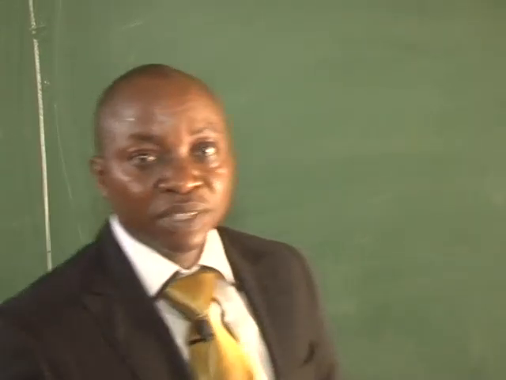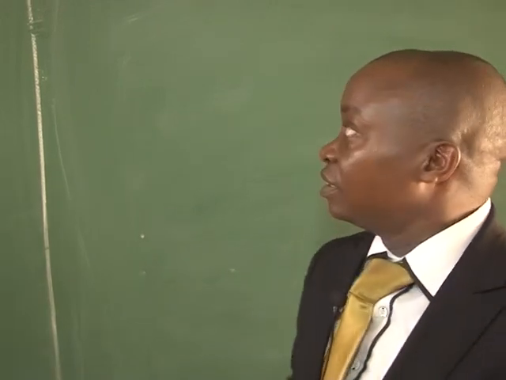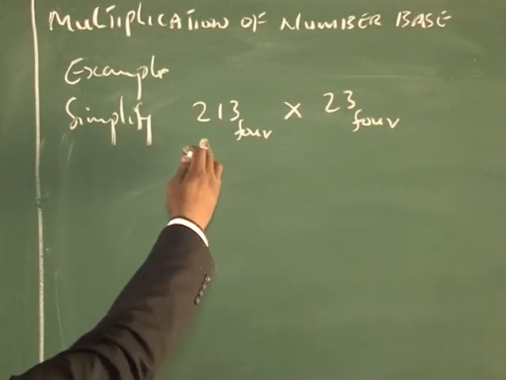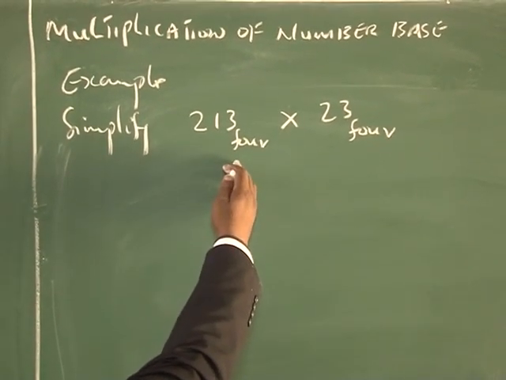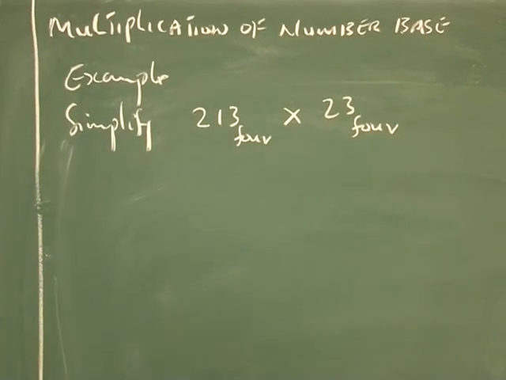So next, we are looking at multiplication of a number base. Example, simplify 213 in base 4 times 23 in base 4.